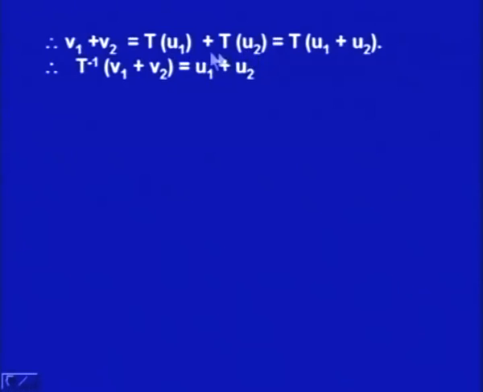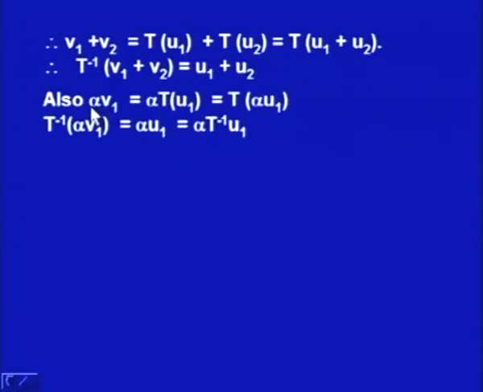If you are convinced, then we can apply the linear property of linear transformation, and what we can have is that T of U1 plus U2 is equal to T of U1 plus T of U2, and this simply means V1 plus V2 is equal to T of U1 plus U2, and by the definition of inverse, T inverse of V1 plus V2 is equal to U1 plus U2, and that is what we need to prove that this is additive.